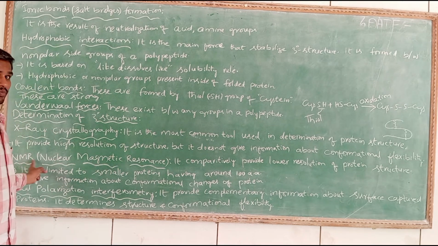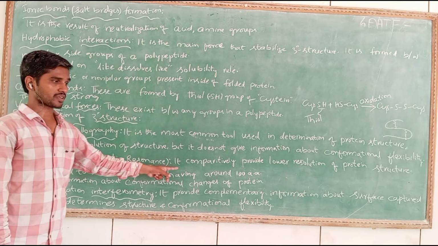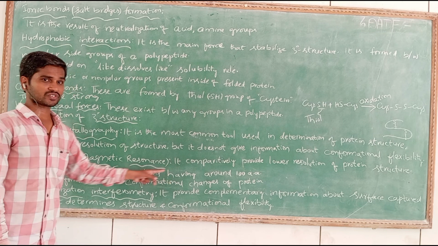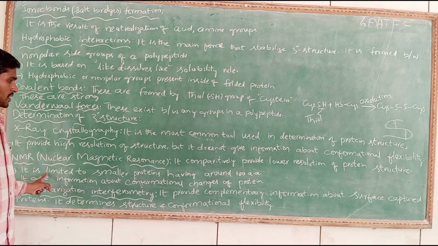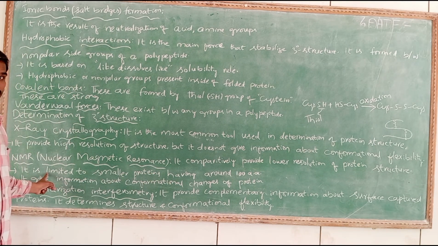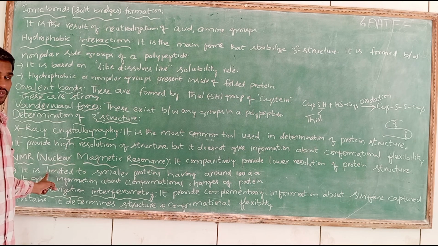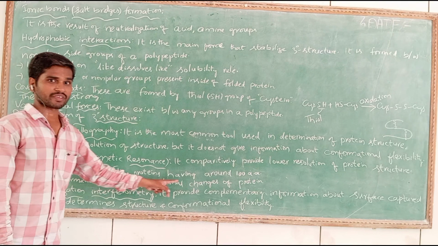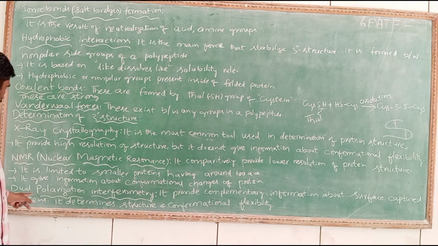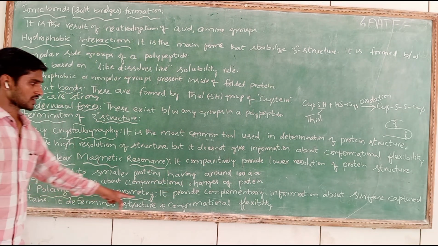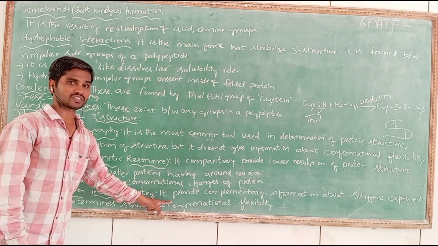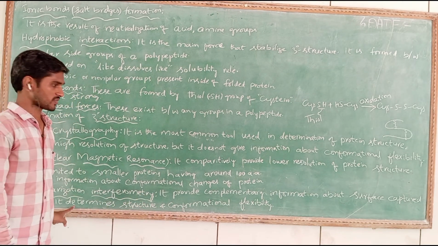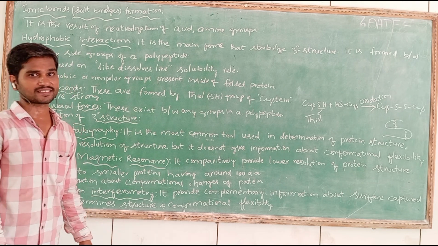NMR, nuclear magnetic resonance, comparatively gives less information about the resolution of the structure, but gives much more information about the conformational flexibility that takes place due to environmental changes. It is limited to small proteins having around 100 amino acids. Dual polarization interferometry provides complementary information about surface-captured proteins, and it determines the structure and conformational flexibility within the polypeptide.